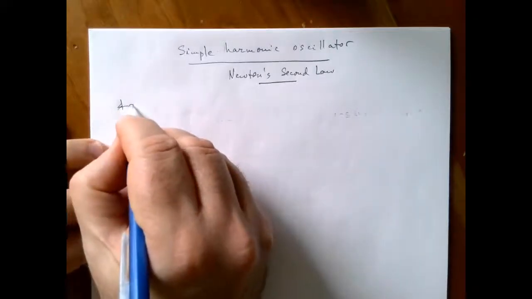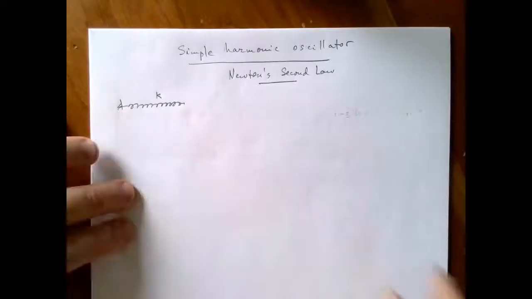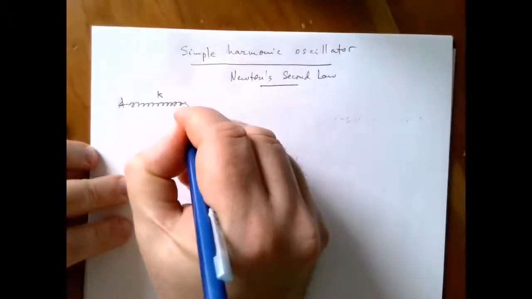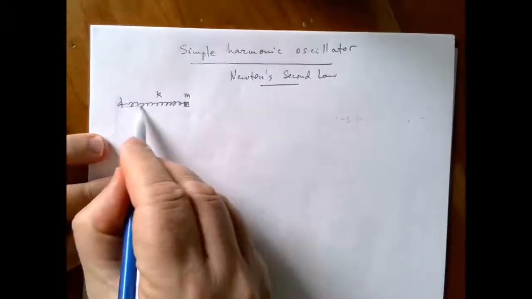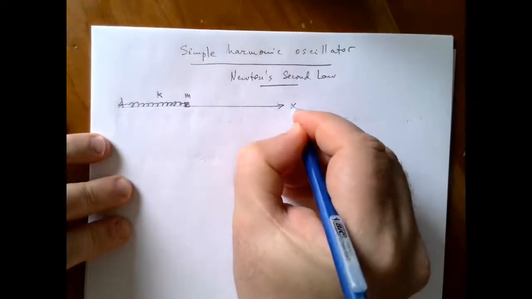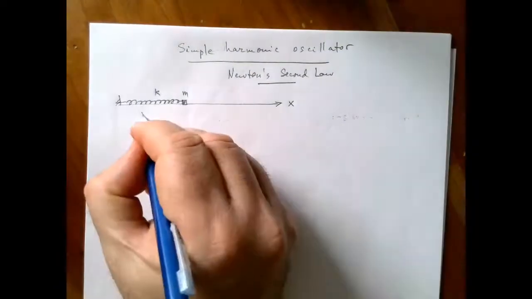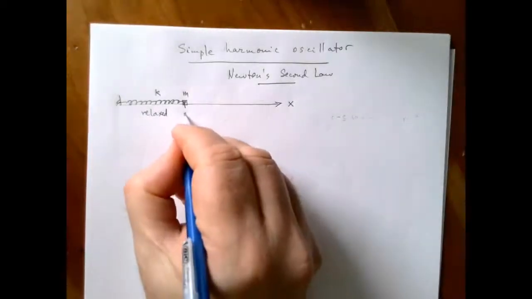Let's say we have a spring of force constant k. We attach an object of mass m to this spring, everything resting on a smooth surface, no friction. At this point, the spring is relaxed. So let's say the object is at x equal to 0.